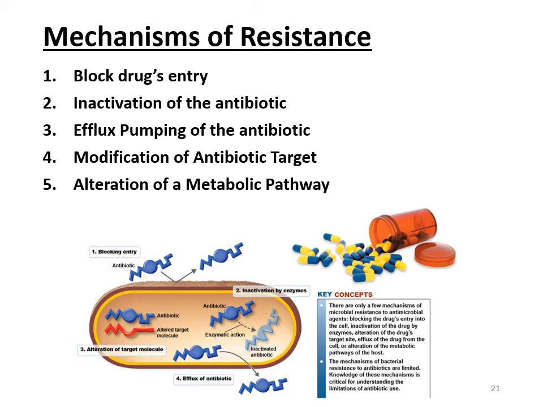The last one is alteration of a metabolic pathway. And whenever we say metabolic pathway, which one do you want to write down? Folic acid pathway. Okay, the folic acid pathway is the big one. So in this case, if the bacteria can find an alternate route of getting folic acid or whatever the metabolic pathway is, they can survive.